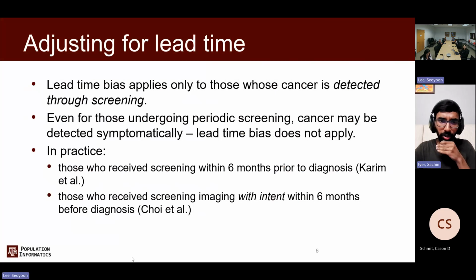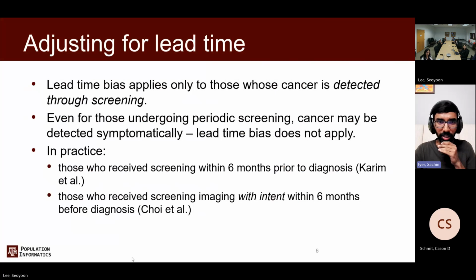In another paper, we found that they had used an additional filter, which was people who had screening with intent within 6 months before diagnosis, where they use certain other parameters in the Medicare data to see if the screening was specifically for this form of cancer.